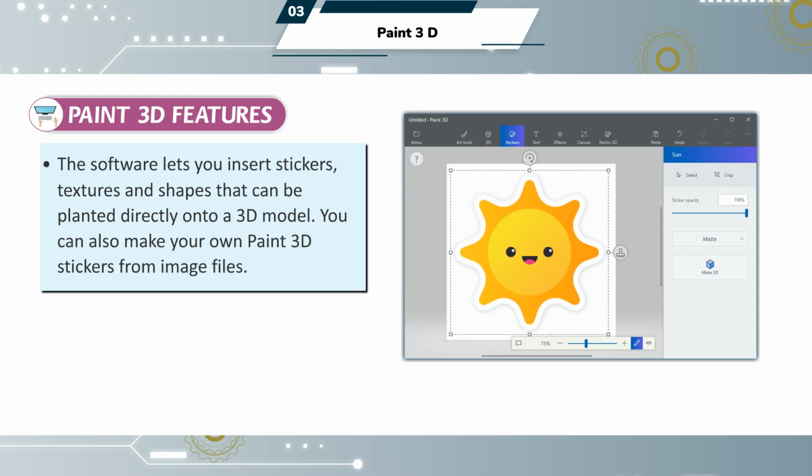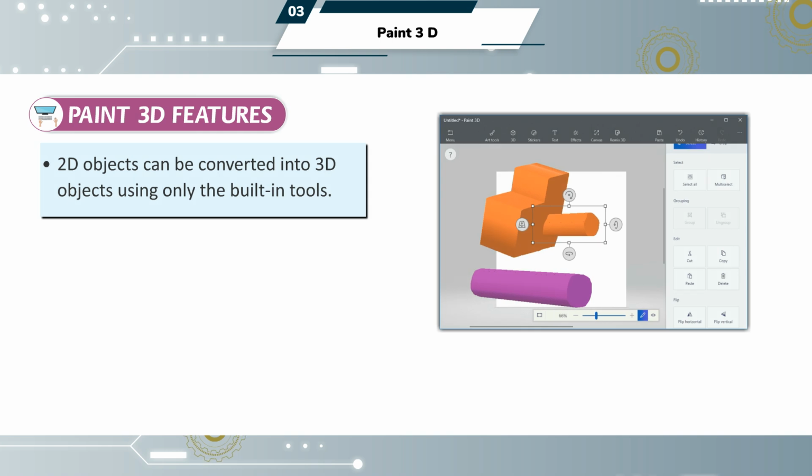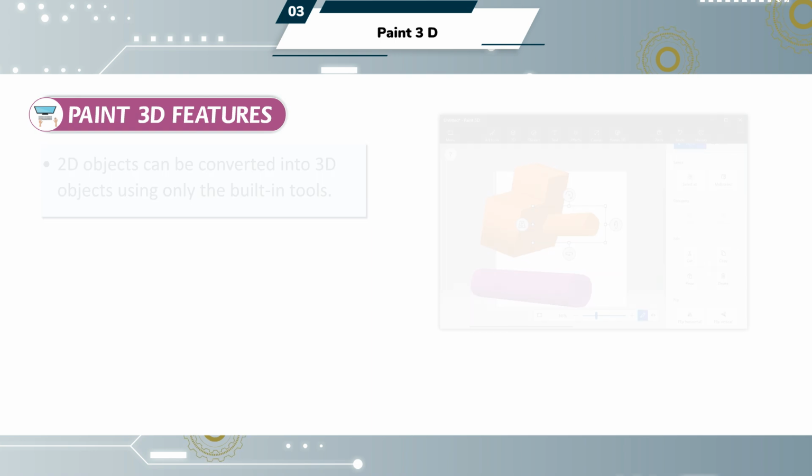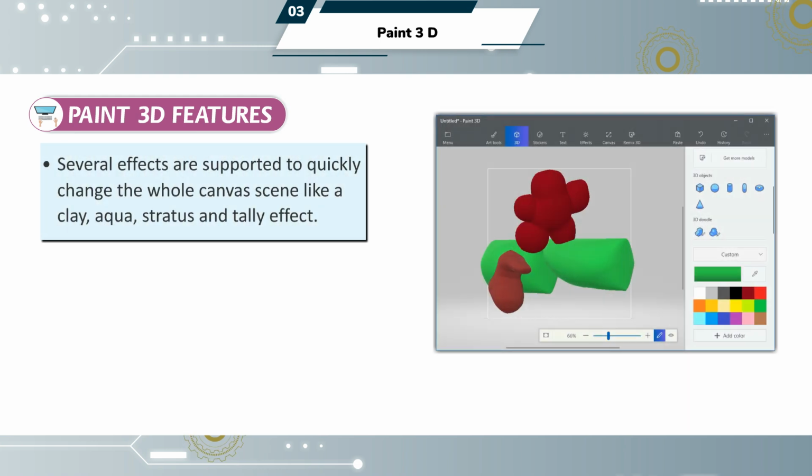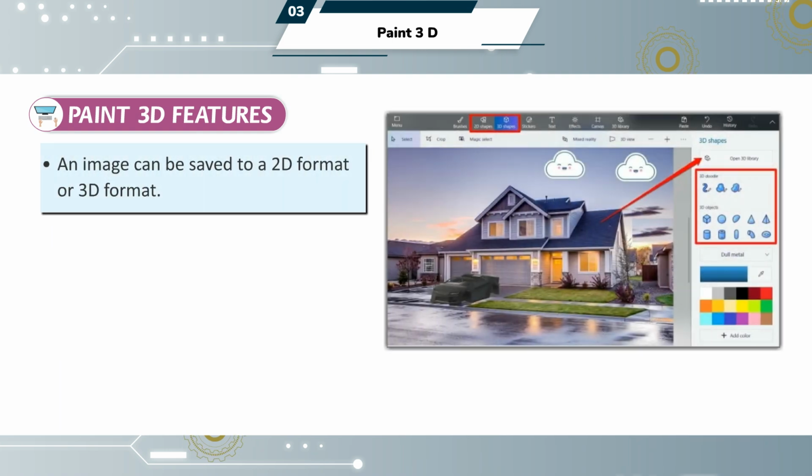The software lets you insert stickers, textures, and shapes that can be planted directly onto a 3D model. You can also make your own Paint 3D stickers from image files. 2D objects can be converted into 3D objects using only the built-in tools. Both 2D and 3D text can be used in Paint 3D. Several effects are supported to quickly change the whole canvas scene like clay, aqua, stratus, and tally effect. An image can be saved to a 2D format or 3D format.